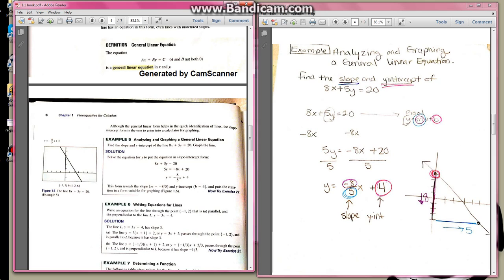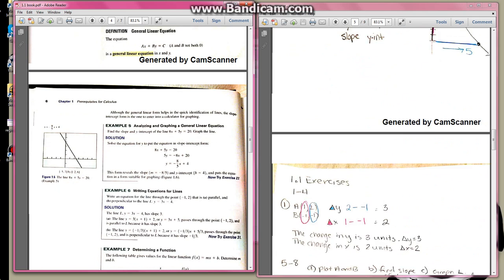So divide both sides by 5, distributing the 1/5 evenly to both terms. So you get y equals negative 8/5 x plus 4. The slope is negative 8/5 and the y-intercept is 4. And if you graph it, it looks something like that.